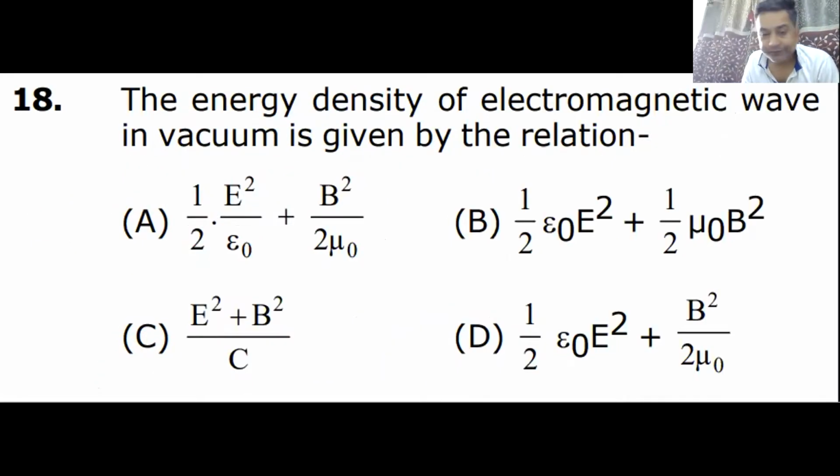One more coming here. The formula of energy density, so that you can revise it. Formula for energy density. The option is D: half epsilon naught E square plus B square by 2 mu naught. Do we understand this? Yes or no? Yes, sir.